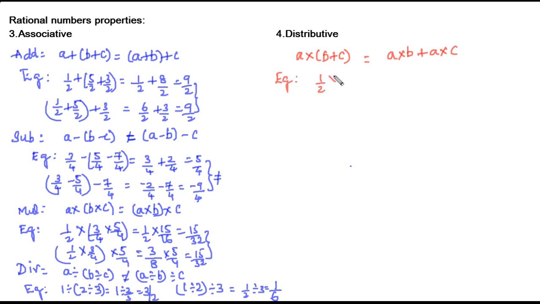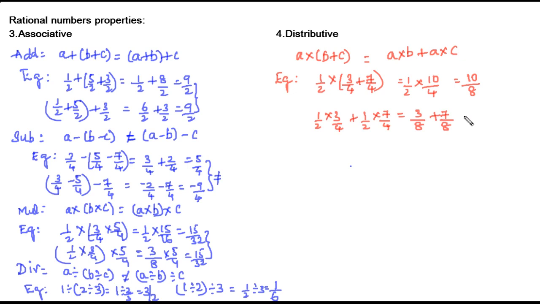1 by 2 into (3 by 4 plus 7 by 4). First solve what is there in parenthesis, which will be equal to 1 by 2 into (3 by 4 plus 7 by 4 is 10 divided by 4), that is equal to 10 divided by 8. Let's consider RHS. So 1 by 2 into 3 by 4 plus 1 by 2 into 7 by 4, which will be equal to 3 by 8 plus 7 by 8, that will be equal to 10 by 8. So these two are equal. We can say that distributive property of multiplication over addition is satisfied.